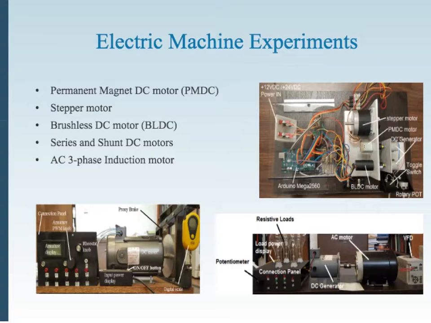For the permanent magnet, stepper, and brushless DC motors, basically we use an Arduino Mega board in order to drive the motors. In this laboratory, we are going to use LabVIEW Arduino, Simulink Arduino, and the Arduino interface in order to drive these motors. Basically, you program the commutation in the motor yourself instead of using industrial drivers. However, for the shunt and series DC motor and AC induction motor, we are going to use industrial drivers.